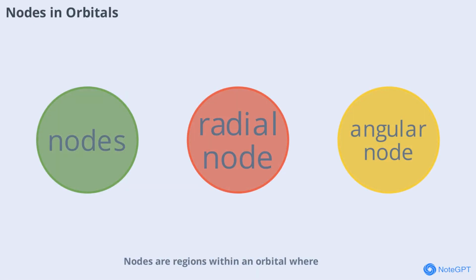Nodes are regions within an orbital where the probability of finding an electron is 0. There are 2 types of nodes: radial nodes, which are spherical, and angular nodes, which are planar. The number and type of nodes depend on the quantum numbers of the orbital. Understanding nodes helps explain the energy differences between orbitals and why electrons fill them in a specific order.